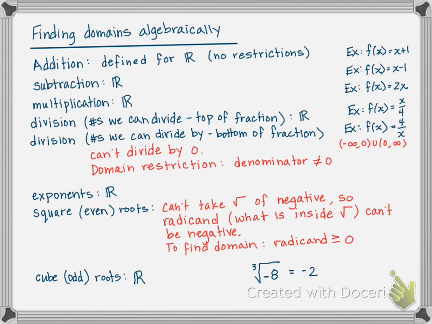And again, you don't have to understand a ton about radicals at this point. If all you remember is that odd roots are defined for all real numbers and that even roots have this restriction, that's enough for now. We're going to talk a lot more about radicals as we move forward. But that's the piece of it that we need right now. Does that make sense?